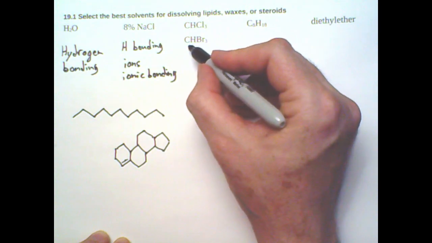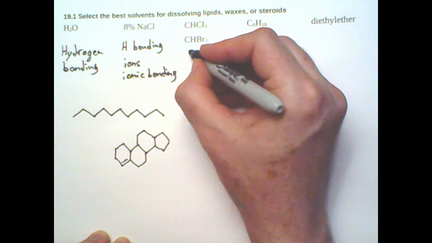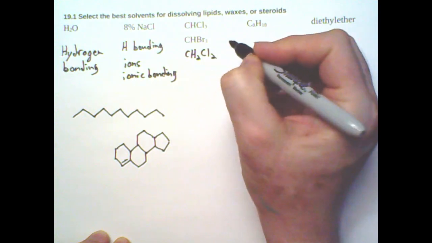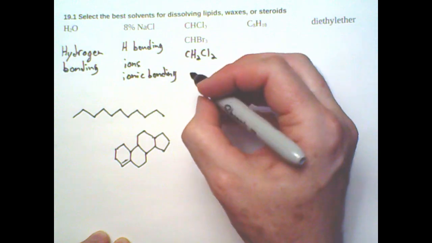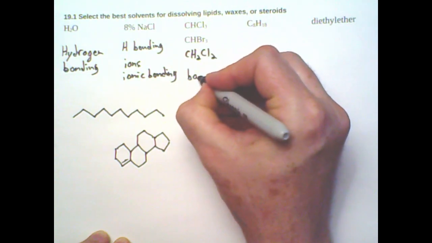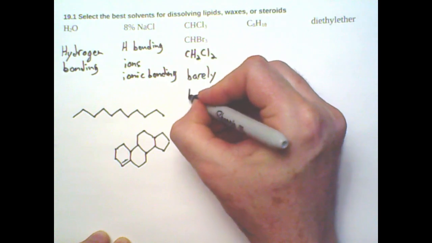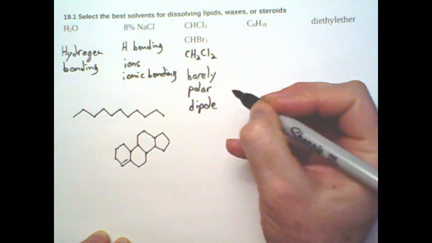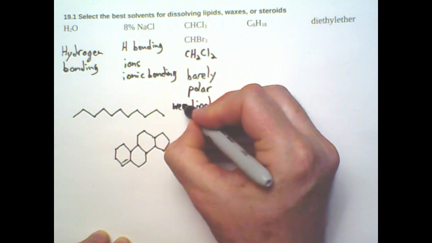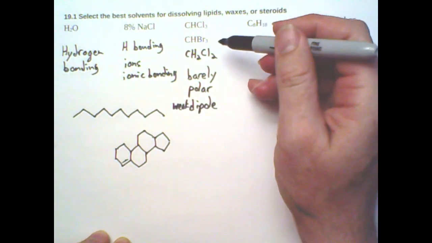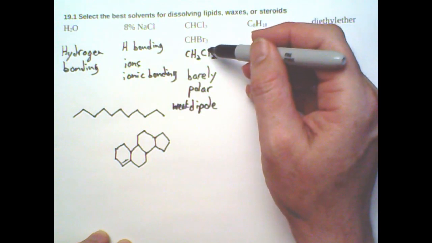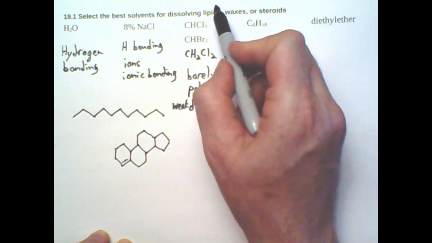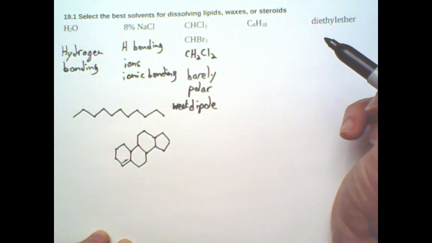Trichloromethane and tribromomethane, and in some ways even dichloromethane, all of these are barely polar. So they form dipoles, but weak dipoles. They don't necessarily mix with water very well, although they do a little, but they are going to dissolve lipids, waxes, and steroids quite well.